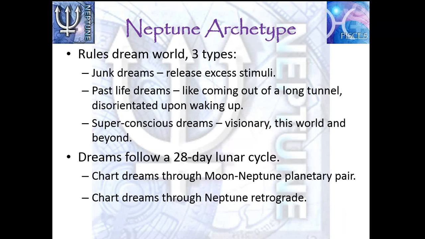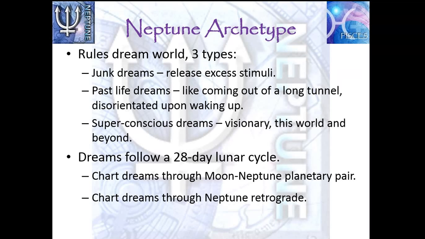Neptune Pisces 12th also rules the dream world, and we have 3 types of dreams. The most popular by far, probably 70 to 80% of our dreams, are what's called junk dreams. This is where we release all the excess mercurial stimuli, the Virgo polarity. How many times do you watch a movie in the evening and that night you go to bed and you dream it? Or you have an argument with a coworker and that night you can't get to sleep because you're processing through it, or you dream it.